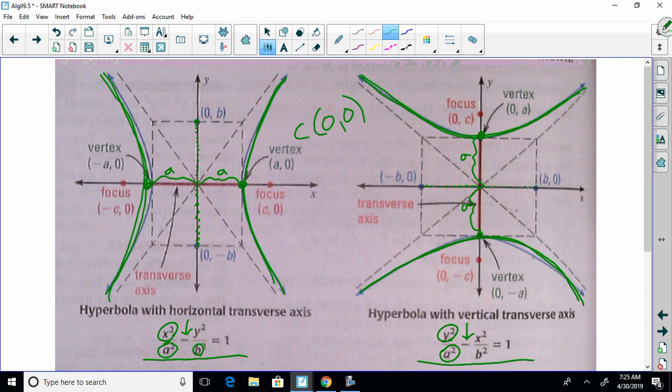With ellipses, remember we had the major and minor axis. We do with hyperbolas as well, but we don't call them that. In the hyperbola world, we call the major axis the transverse axis. So vertex to vertex is the major or transverse axis. On an up and down one, vertex to vertex, the major or transverse axis.